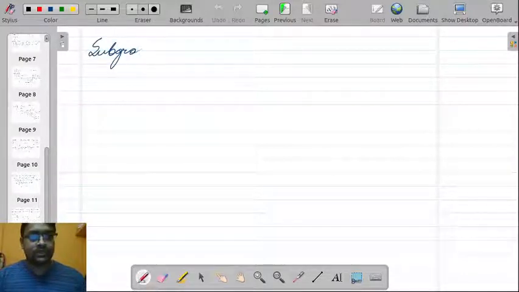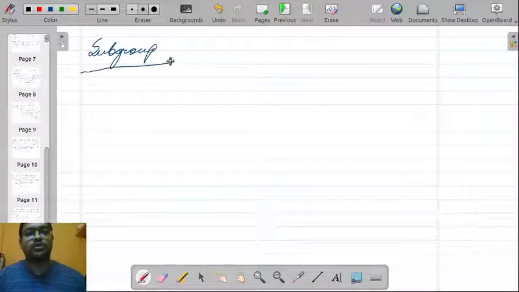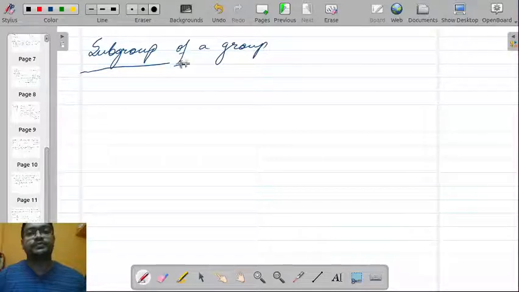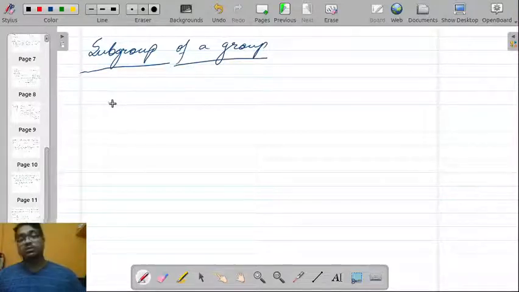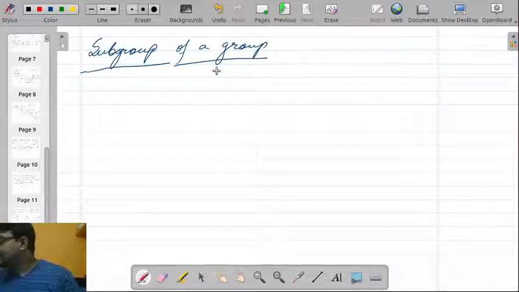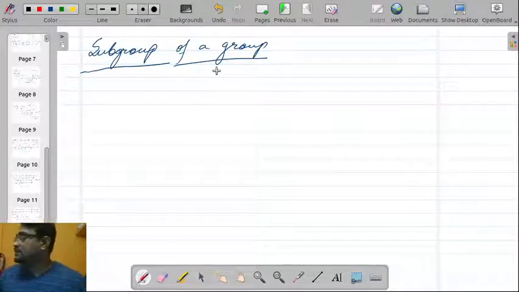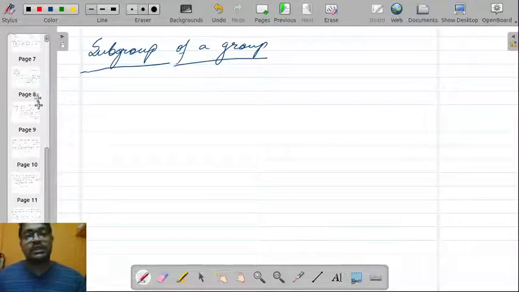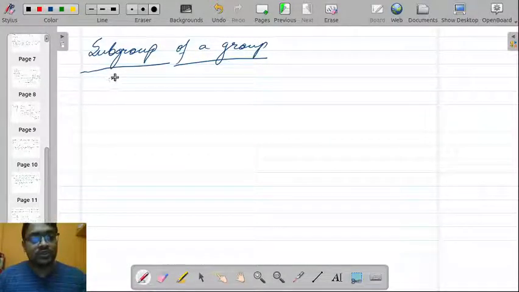So what is a subgroup of a group? From the name itself, it appears that a subgroup of a group first has to be a subset of the original group, and then with respect to the same operation it also has to be a group. So that is the definition. If a subset H of a group G is itself a group under the operation of G, then we say that H is a subgroup of G.